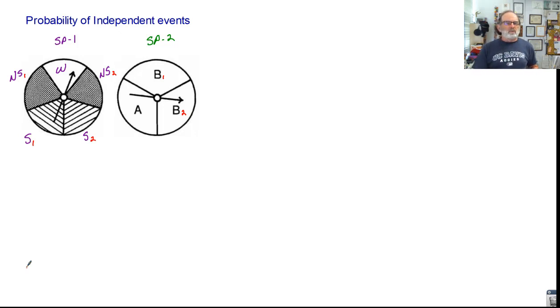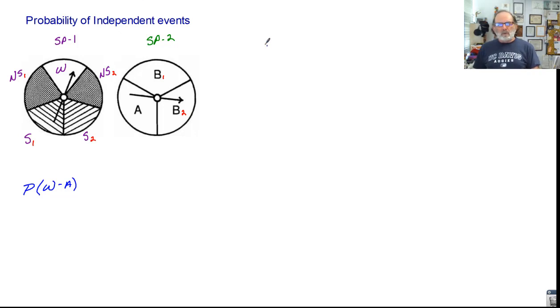Now what we want to do is ask ourselves, if there was a question of the probability of white and A, if that's what we were trying to figure out, what's the probability that you'd spin the first spinner, it would land on white, you'd spin the second spinner, it would land on A. To do that, there are 2 ways we can do it. I'm going to show you the why it works, and then I'll show you a shortcut. Let's start out with the why it works.